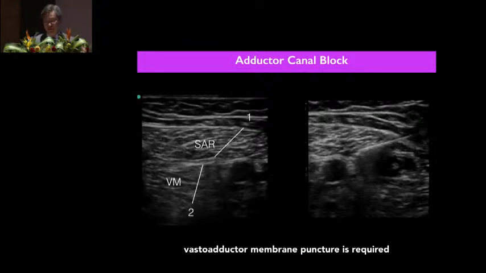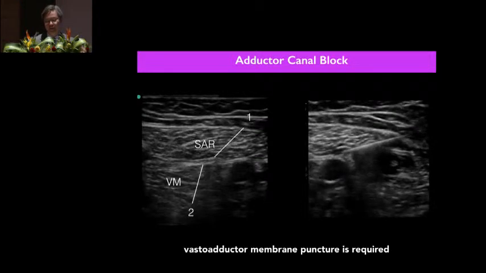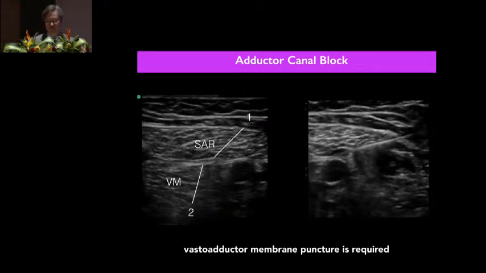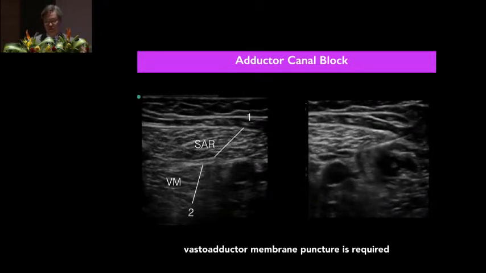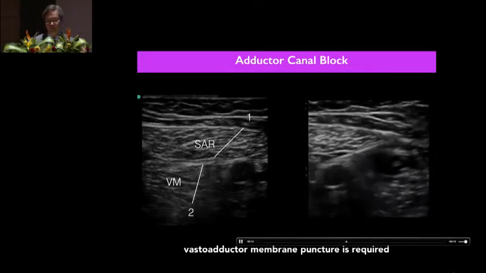But when we do this block, it's important to pay attention to the two linings. You see a very bright line here, the fascial plane of the sartorius muscle. The other bright line is the vasto-adductor membrane. When the needle goes through, make sure that it is not just through the first layer. It has to also puncture the vasto-adductor membrane in order to achieve a perivascular injection technique. So that's important.